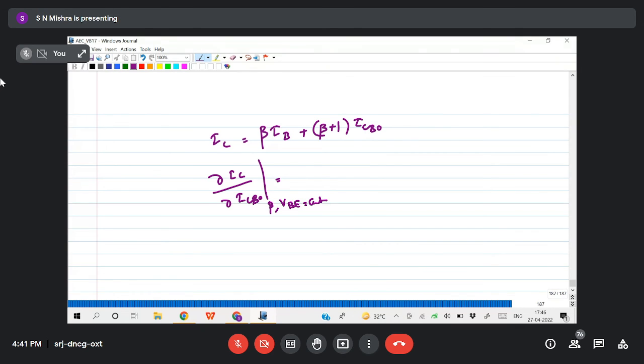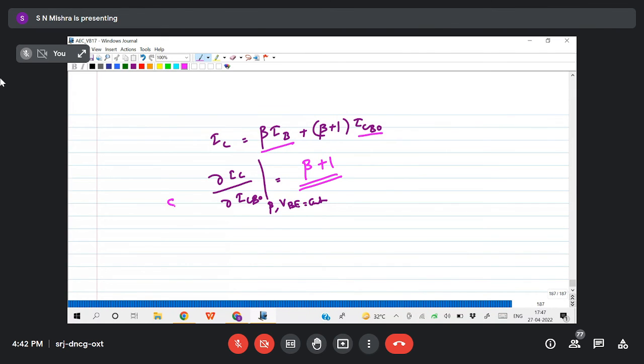Beta is constant, IB is constant. With respect to ICBO, you have to find out. This is constant, which means its derivative is 0. With respect to this term, I will get beta plus 1. So beta plus 1 is what I get.